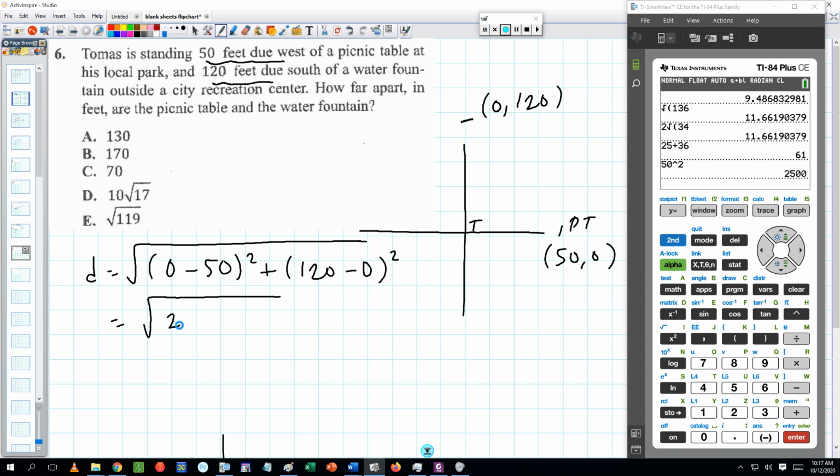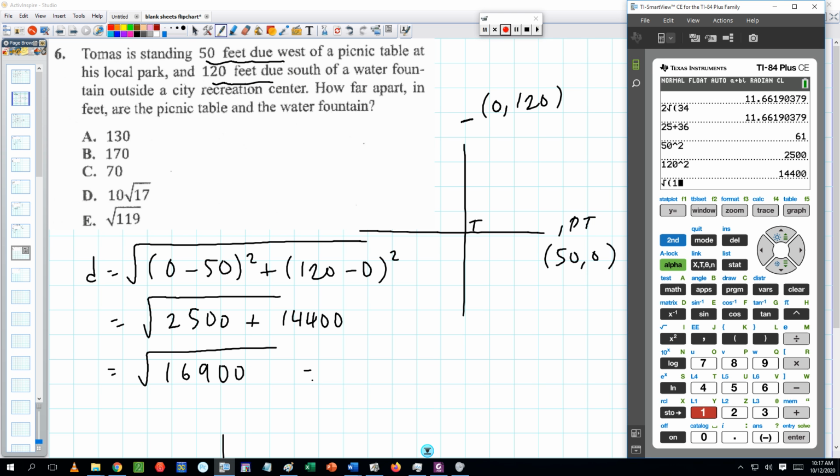is 2,500. 120 squared, add those together, we get 169 with 2 zeros, and the square root of that is 130. I recognize the number. Choice is A.